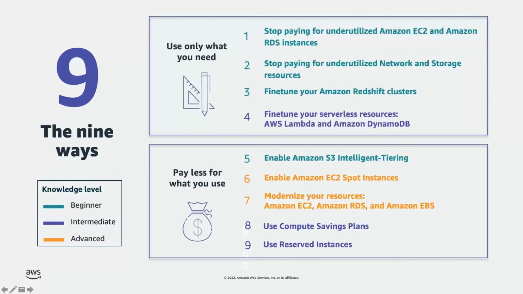All right. We have a question also on number 7 and number 8. What order would you do that in? Would you start with compute savings plans and modernize, or would you modernize and then do compute savings plans, or should you do something different with that? You can take it, Michael.